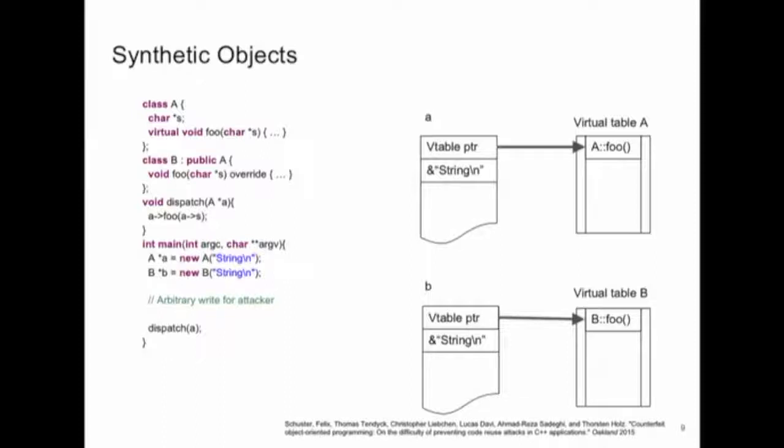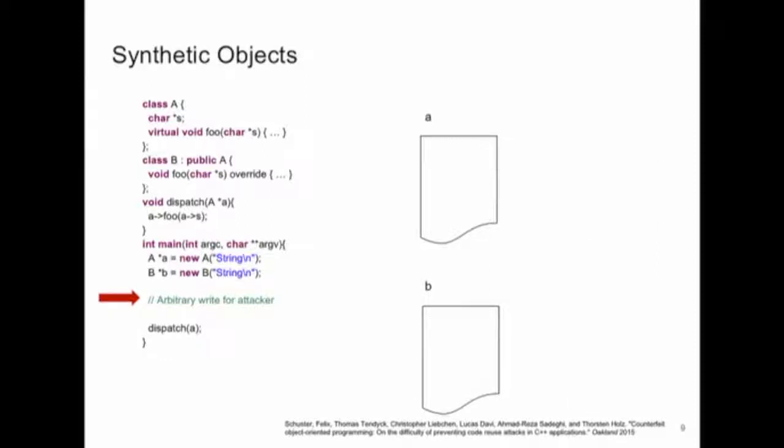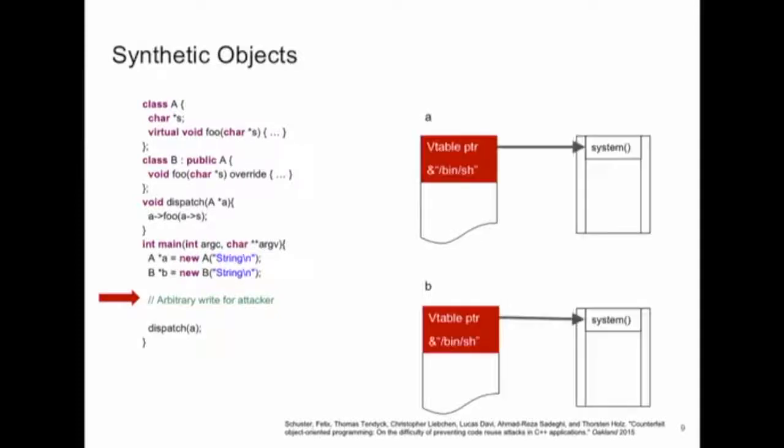And so the more powerful version of this is, what if we don't just change to an existing virtual table? What if we wanted to inject an entirely new synthetic object and completely blow away the object to be something of our choosing? What could we do? Well, again, we have the arbitrary write through the vulnerable function, but here the attacker could just completely wipe out and replace the memory contents of these objects. And the virtual table pointer will still be there, but the virtual table doesn't necessarily have to be an existing one for a programmer-defined class.